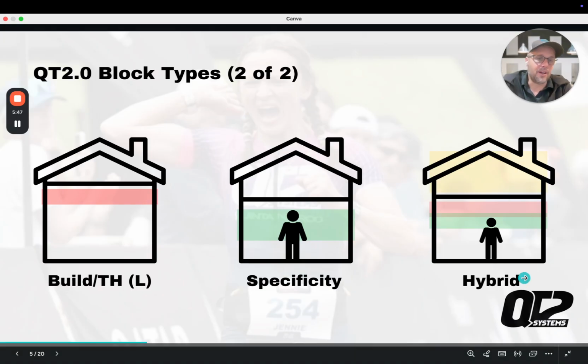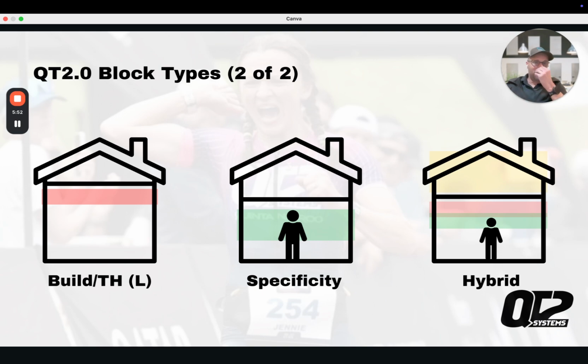And then we have a hybrid block, and this is when we are in a balanced physiological state. In this particular case, we work on a little bit of everything. Our physiological attic space right here is at the right size. So if we increase critical power or critical speed, we also want to increase power or speed at VO2 max in order to maintain that same attic size.